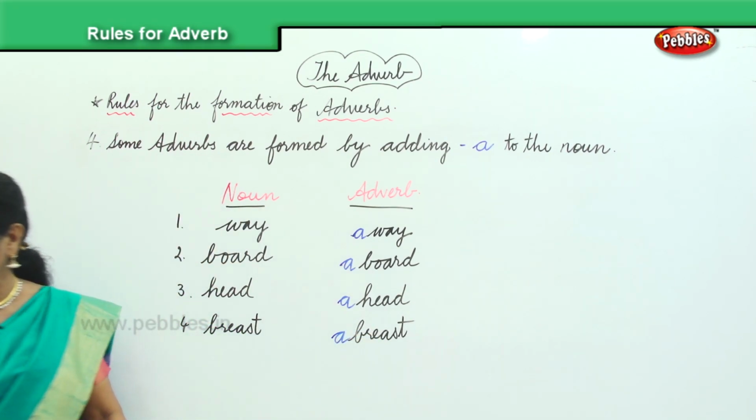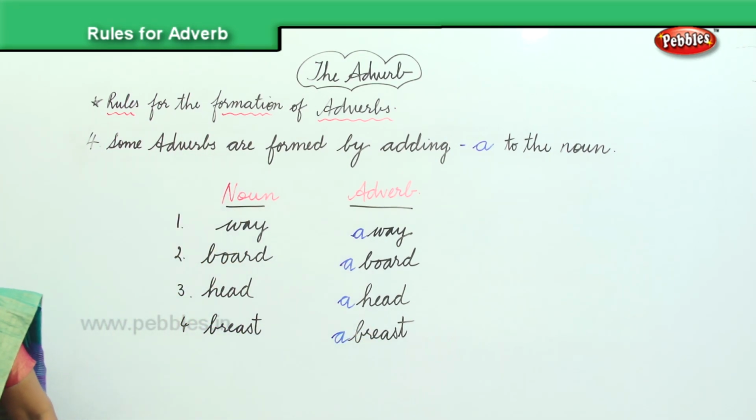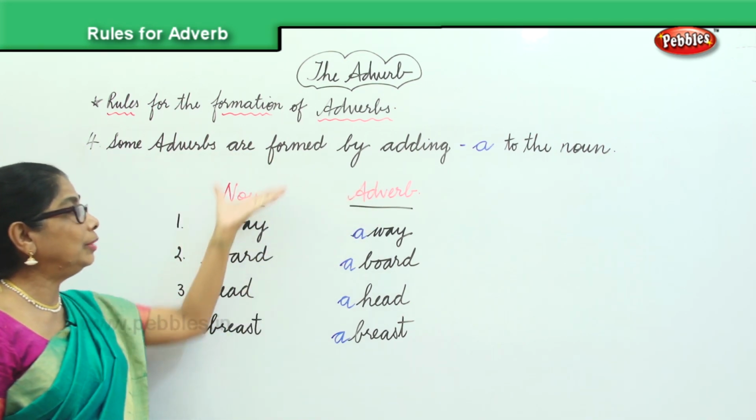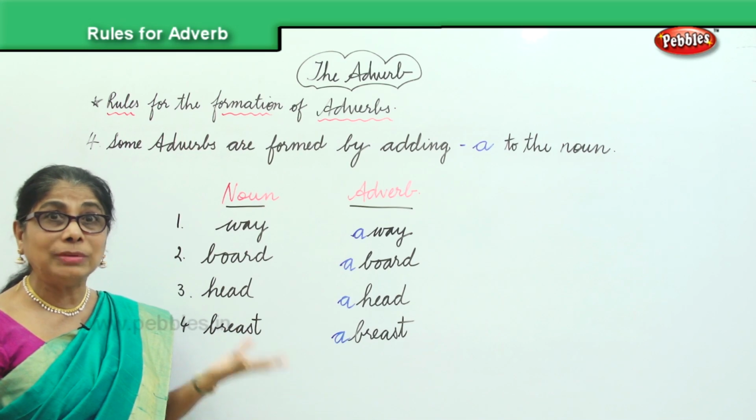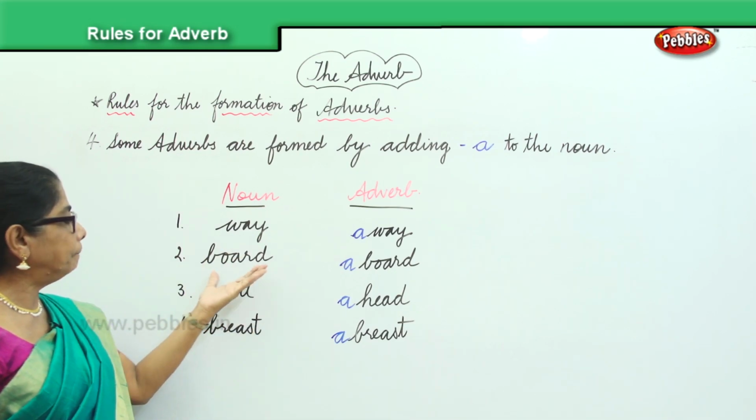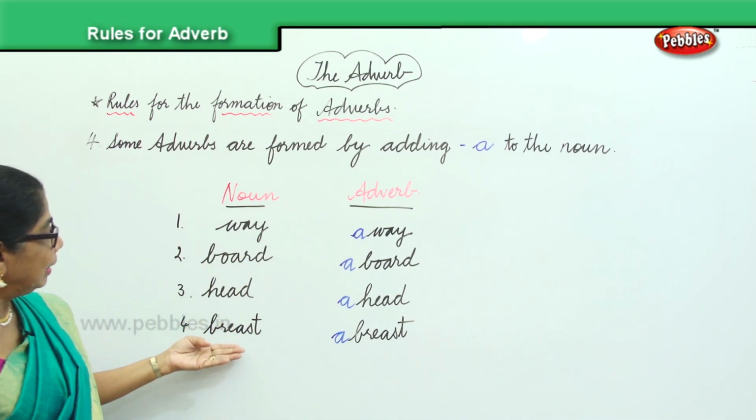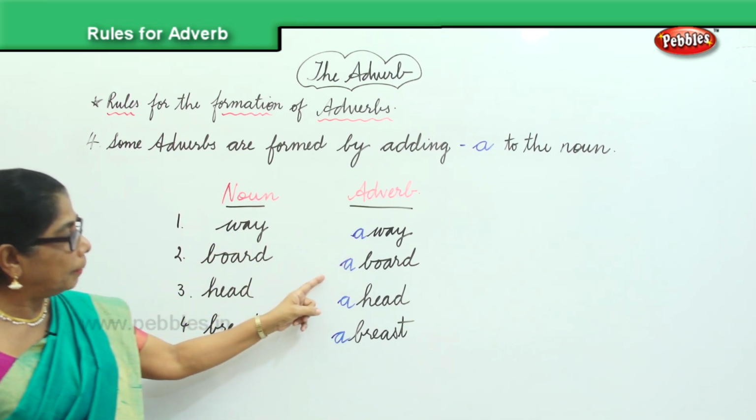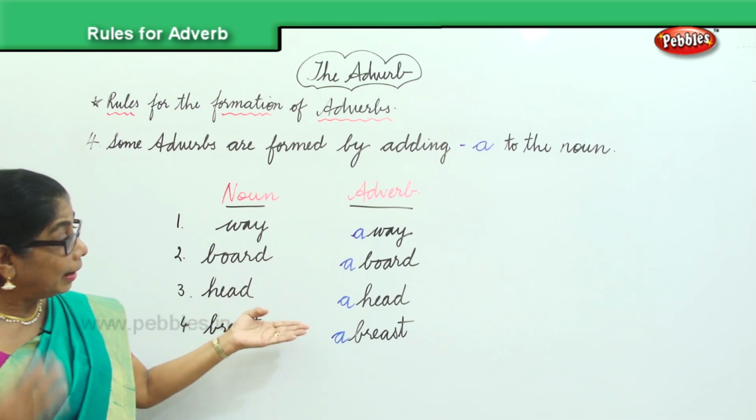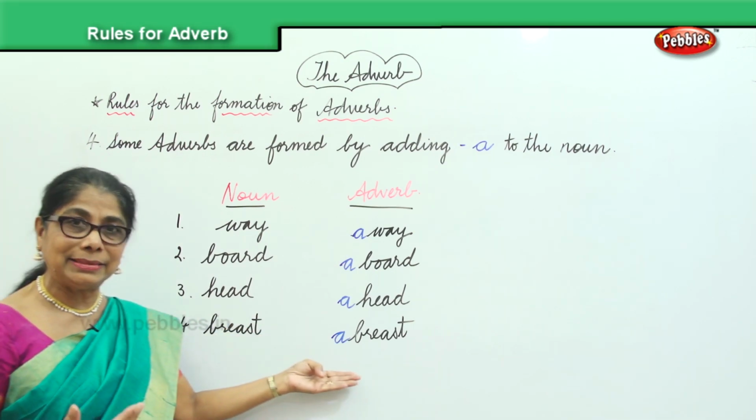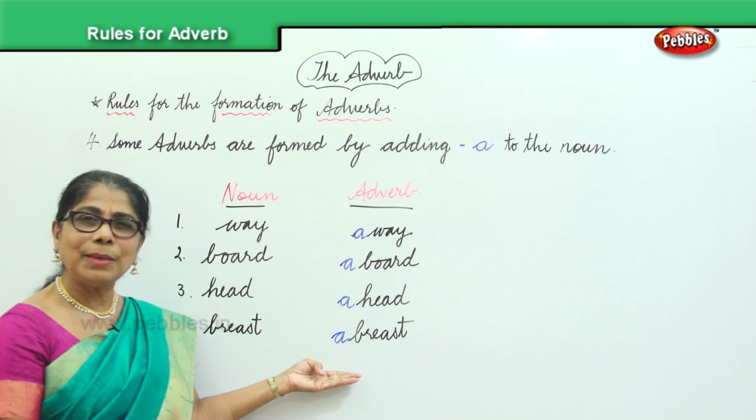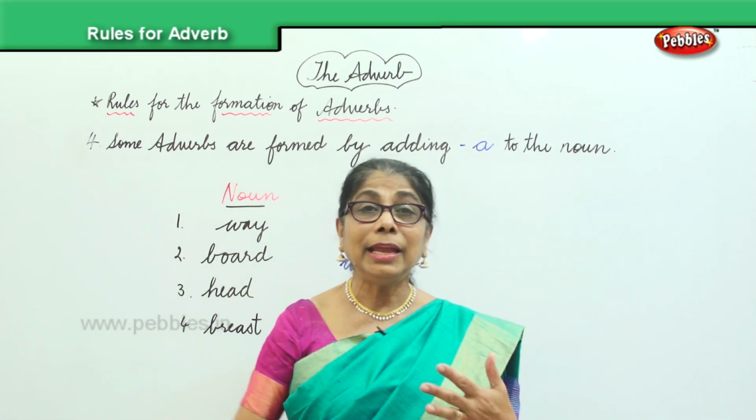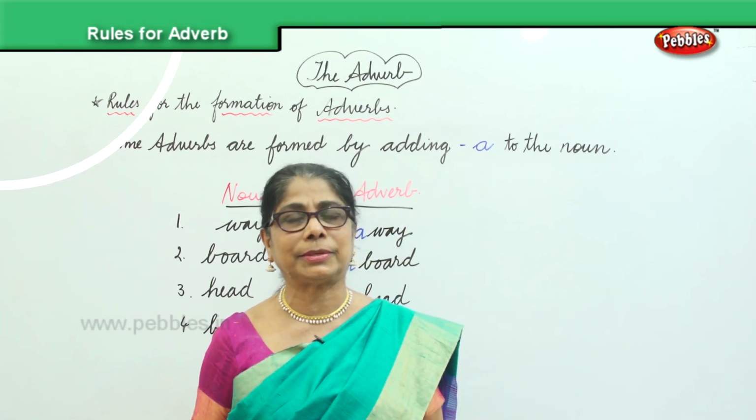It's a very easy rule. The fourth rule is some adverbs are formed by adding a to the noun, and some, not all nouns: way, board, head and breast. Way, away. Board, aboard. Head, ahead. Breast, abreast. So, some small changes in the words in the formation of adverbs.